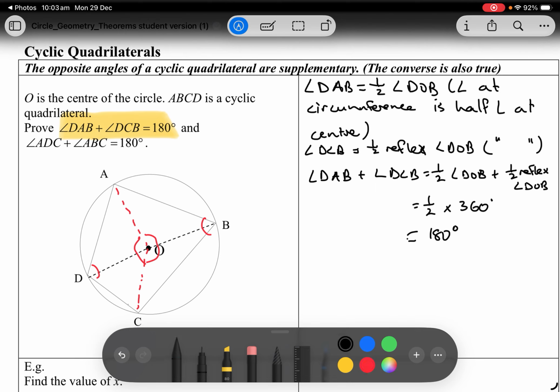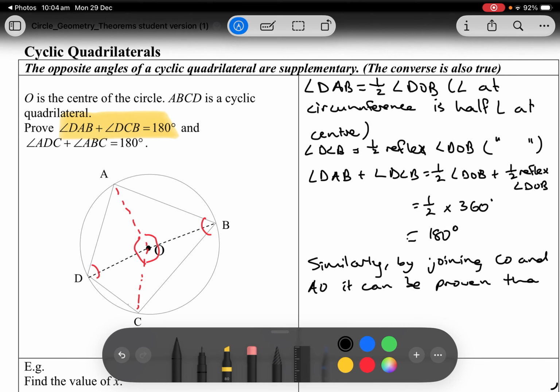So what I'm going to write here, we can just write similarly, by joining CO and AO, it can be proven that angle ADC plus angle ABC equals 180 degrees.